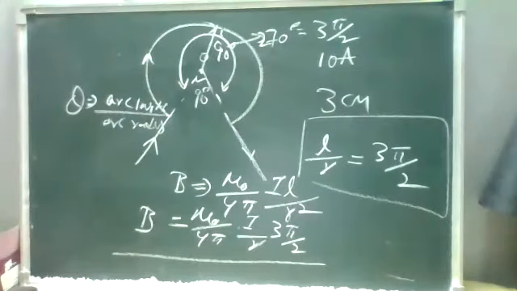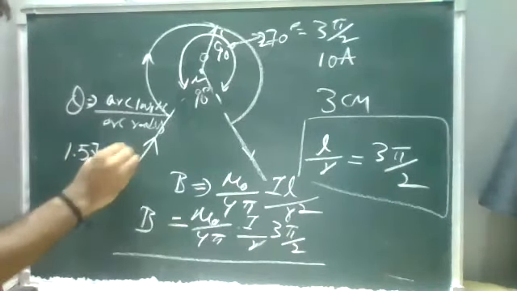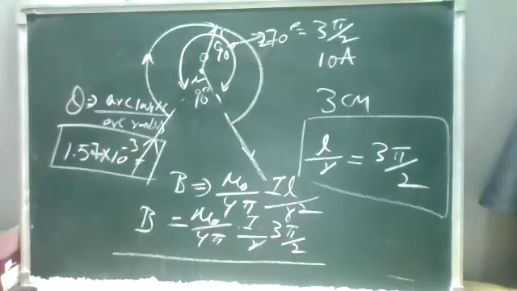So there are different questions based on different shapes like this. Clear? Try to find the magnetic field for this one. The current is known and the radius is given, so pi will get cancelled. Remember the radius is given as 3 centimeters, so convert into meters. So the answer is 1.57 into 10 power minus 3 Tesla.